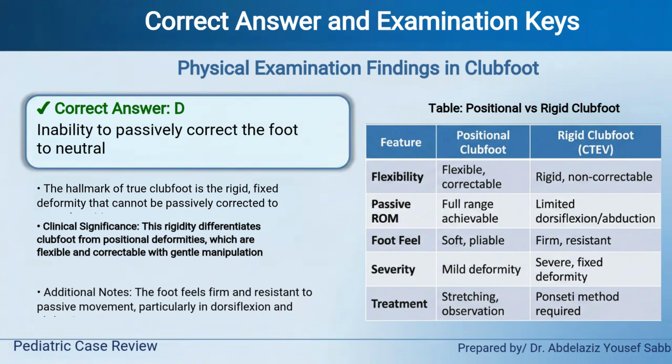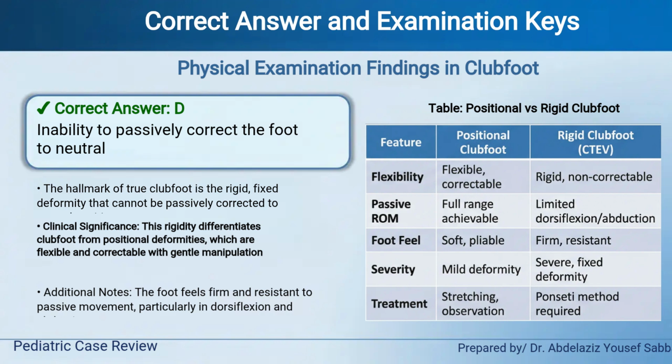This is the hallmark physical finding of true congenital Talipes Equinovarus and the most important differentiating feature. Comparing positional clubfoot with rigid clubfoot reveals 5 key differences. Flexibility. Positional clubfoot is flexible and correctable, while true clubfoot is rigid and non-correctable.